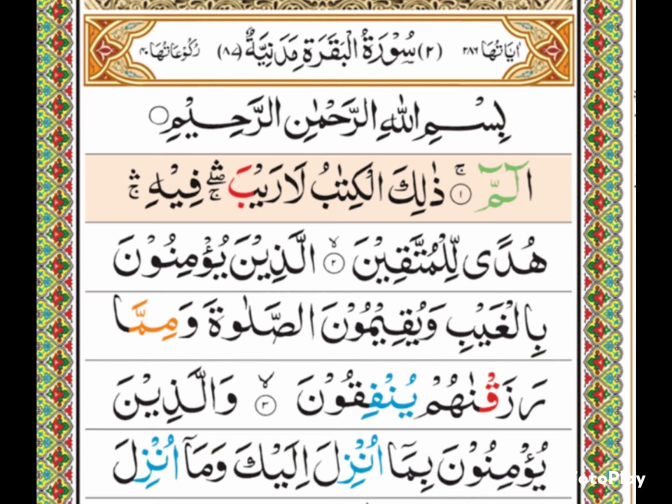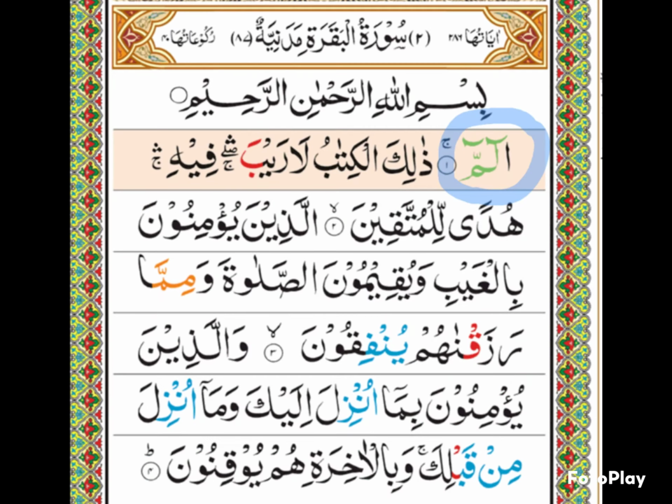The second surah of the Quran, that is Surah Al-Baqarah, one of the longest surahs of the Quran, consists of 286 verses, starting with Muqattiat letters. The first word is Alif, Lam, Mim, that is Muqattiat letters. Hope you notice I just read Alif, then Lam, then Mim one by one, but the letters are written as a whole, Alif Lam Mim.